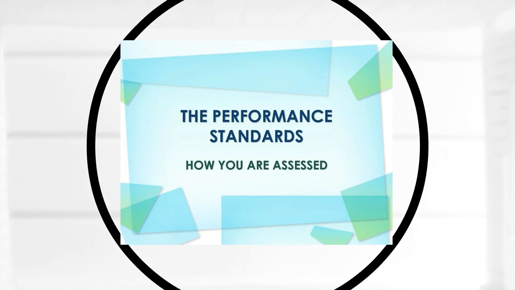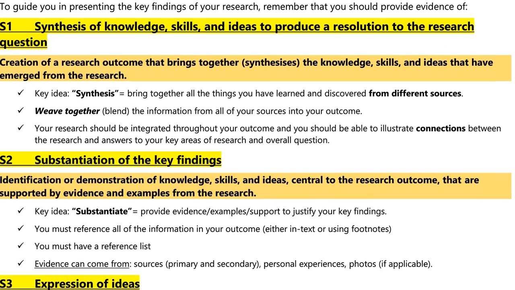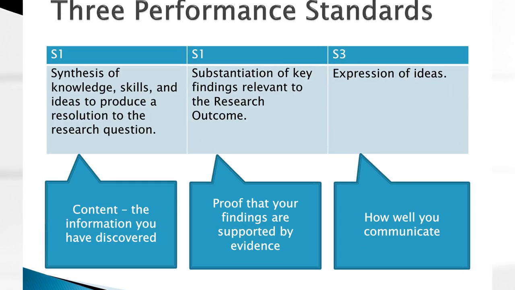Okay, how you're assessed. There are only 3 performance standards for the research project outcome. So what we call S1, S2, and S3. S1 is the synthesis of knowledge, skills, and ideas to produce a resolution to the research question. So basically, that's how you put everything together. And S2, not S1, substantiation of key findings. For 99% of people's outcomes, that will just mean referencing. And S3 is expression of ideas, and that means how well you actually communicate what you're saying.